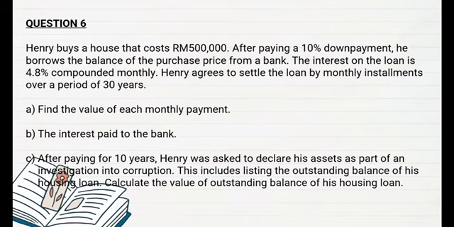Next, let's solve question 6. Henry buys a house that costs 500,000 ringgit. After paying a 10% down payment, he borrows the balance of the purchase price from a bank. The interest on the loan is 4.8% compounded monthly. Henry agrees to settle the loan by monthly installments over a period of 30 years. A. Find the value of each monthly payment. B. The interest paid to the bank. C. After paying for 10 years, Henry was asked to declare his asset as part of an investigation into corruption. This includes listing the outstanding balance of his housing loan. Calculate the value of outstanding balance of his housing loan.